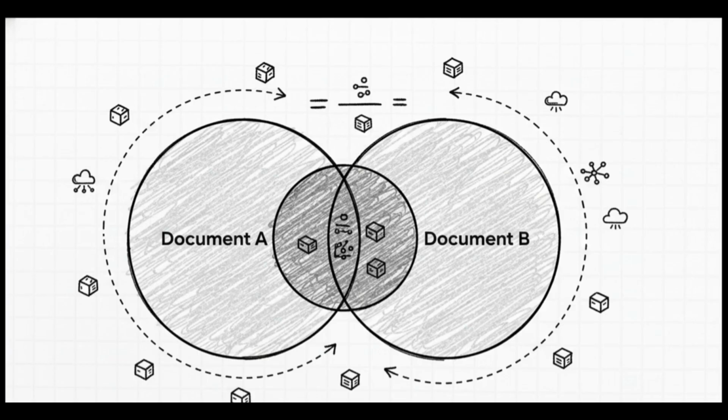To catch near duplicates, we first need a mathematical anchor for similarity. We use something called Jaccard similarity. It's beautifully simple. You take the words two documents share, their intersection, and divide it by the total unique words across both documents, their union.